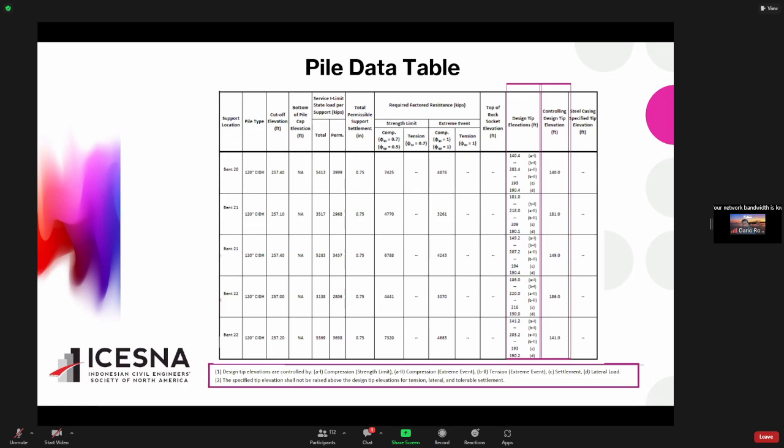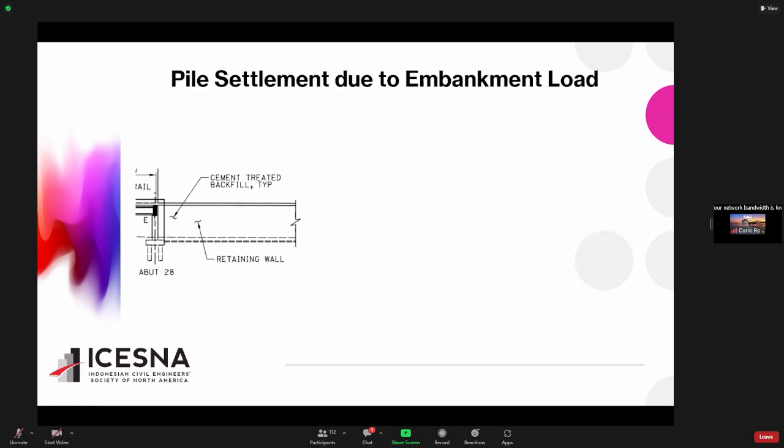Okay, just let me share something. Sometimes when you build a bridge, this is the abutment. Remember, abutment 28, we have a pile group here, right? And this is the approach embankment into the bridge. Ideally, you want to construct this embankment first and let the embankment settle. When the settlement is done and the embankment no longer settles, then you build the wall and the pile, so the pile will not be subject to downdraft. That's the ideal sequence of construction.